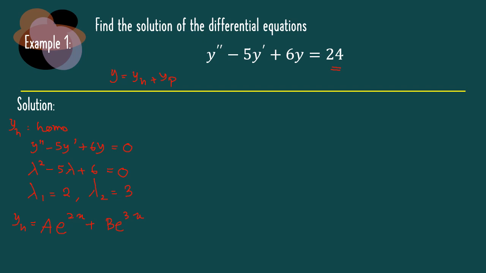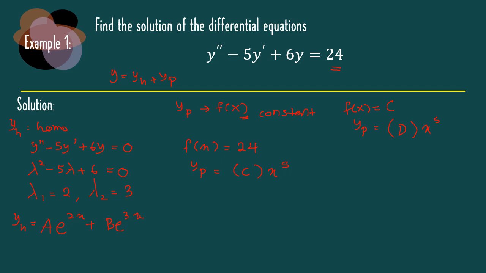Now, let's start to determine our YP, YP based on our fx. And our fx is a constant. Based on the previous table, if our fx is a constant, our YP will be another constant multiplied with x to the power of s. Here our fx is equal to 24, so our YP is equal to another constant c multiplied with x^s.